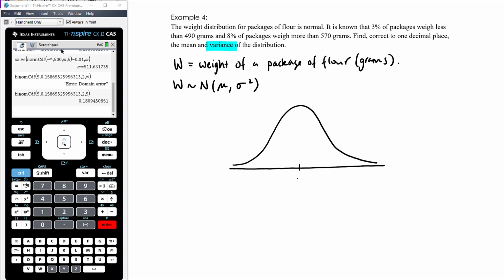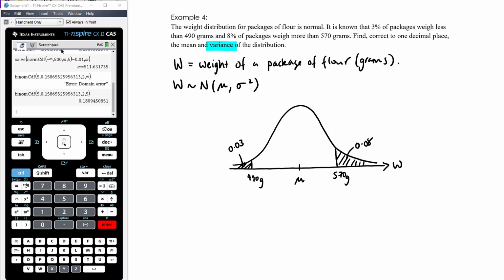So we don't know the mean and we don't know the standard deviation, but we do know that 3% of packages weigh less than 490 grams. Okay, so 490 grams, we know that that's going to be 3%, and we know that 8% of packages weigh more than 570 grams. Okay, so this is where we're looking at W values.